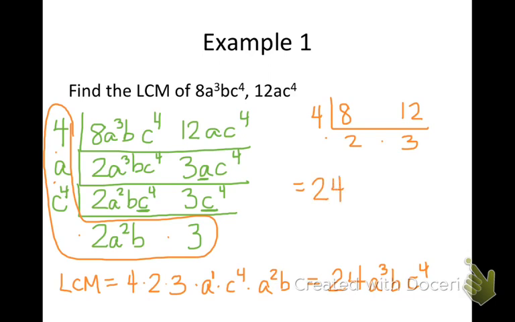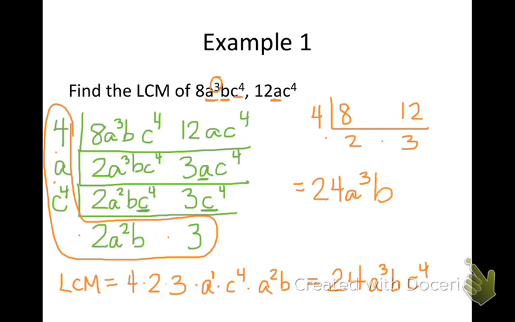Now let's compare powers. We have a cubed and a to the 1st. Which one has the highest power? A cubed. Let's look at the b's. B to the 1st or b to the 0. There's no b's over on the right-hand side, but it has to be part of our multiples because it's part of one of the starting points. So we have one b that has to be there.